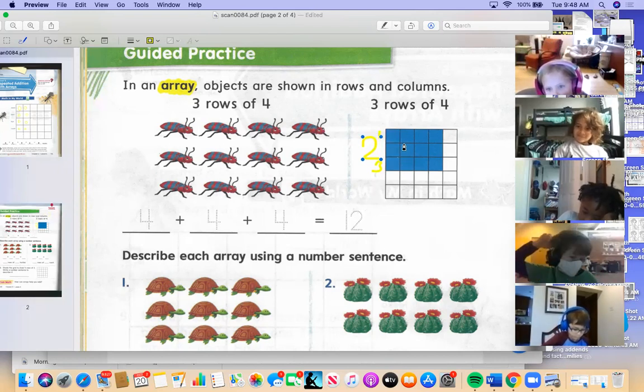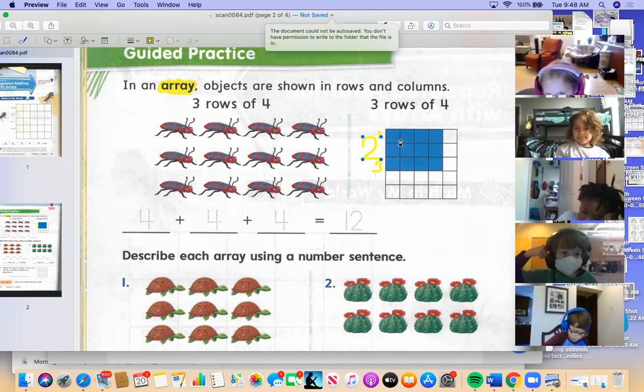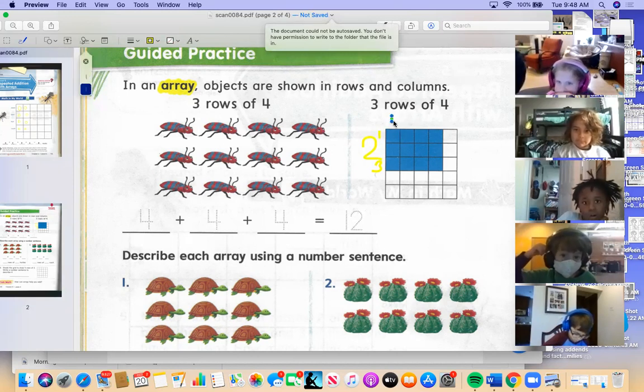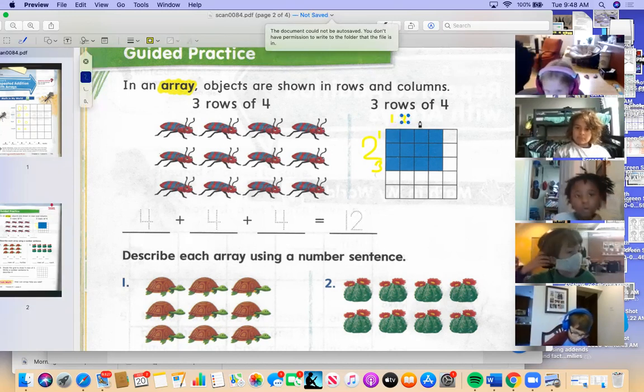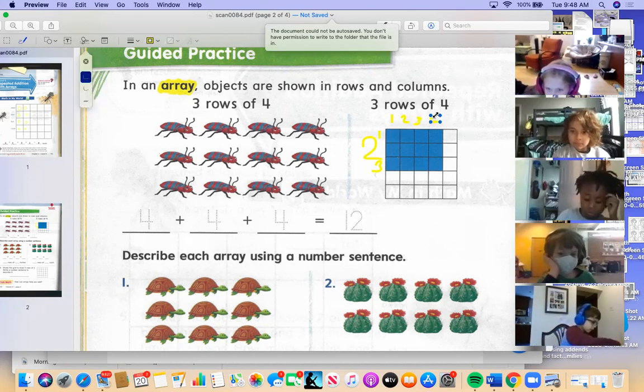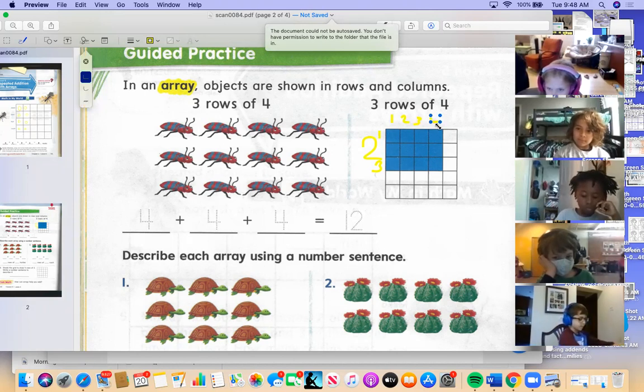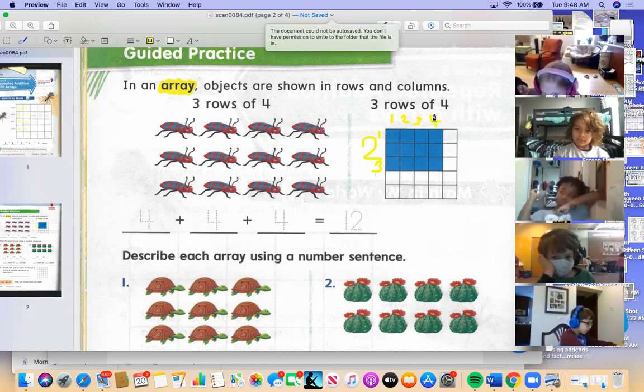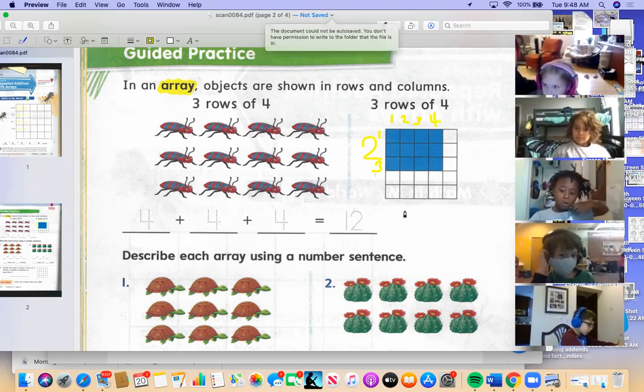So we have 3 rows and there are 1, 2, 3, 4 in each row.